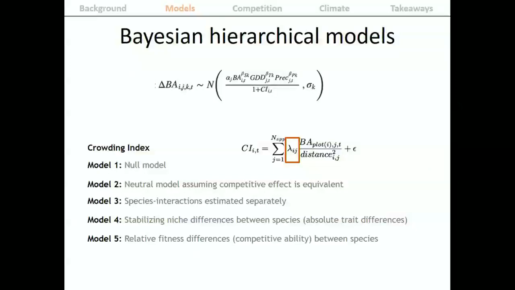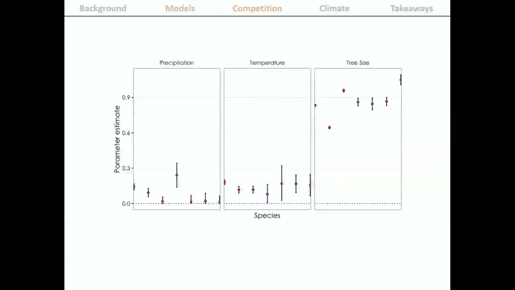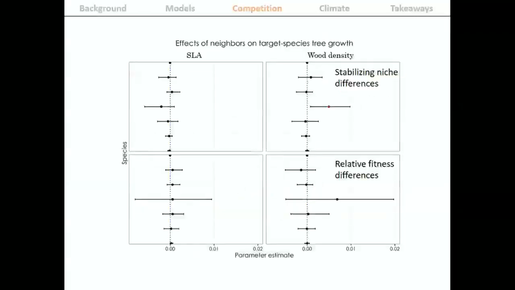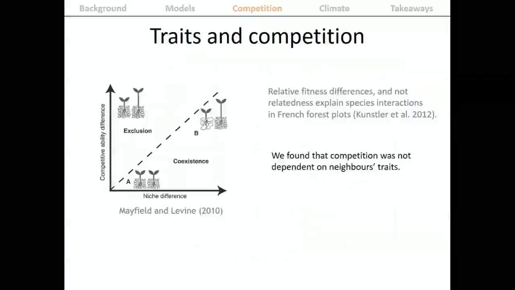So just to go into the results, what we found is that precipitation, temperature, and tree size all positively influence growth rate. When we looked at the actual trait values, both of these two models, 4 and 5, we actually found that traits don't really matter across most of our species, apart from one where there's a positive influence of wood density within aspen trees.